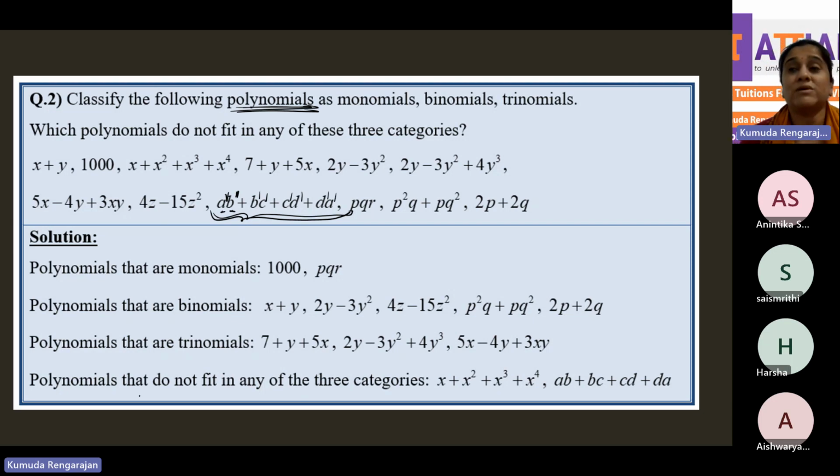So it's a polynomial. But this polynomial has 4 terms, so it doesn't fit into any of these 3 categories: monomial, binomial, trinomial. It's a polynomial with 4 terms.